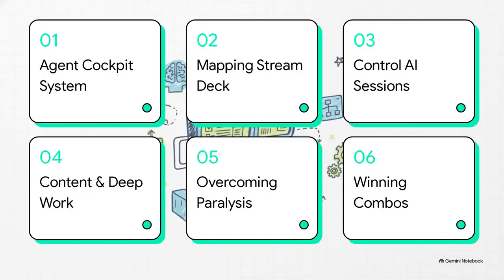Here is our roadmap for today's explainer. First, the Agent Cockpit system. Then, mapping the Stream Deck. Third, controlling AI sessions. Fourth is content and deep work. Fifth, overcoming paralysis. And finally, number six, winning combos.